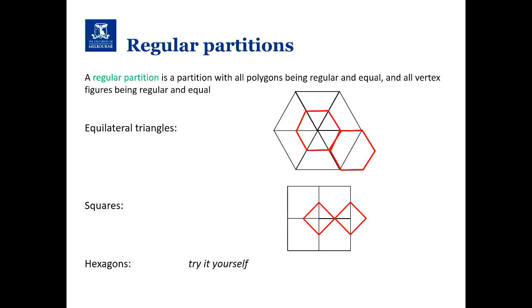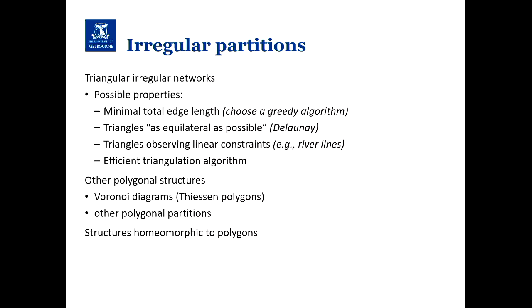You can't find any more regular partitions, any more regular shapes that would also have the regular vertex figure. So you can try it yourself, you can do some drawing. And then we also have irregular partitions. There's every other partition there can be, basically.